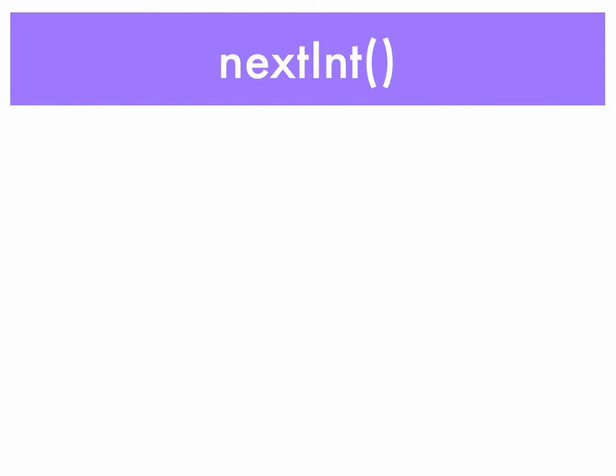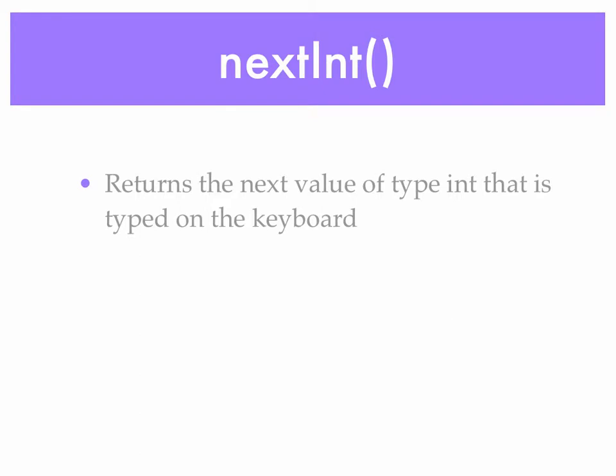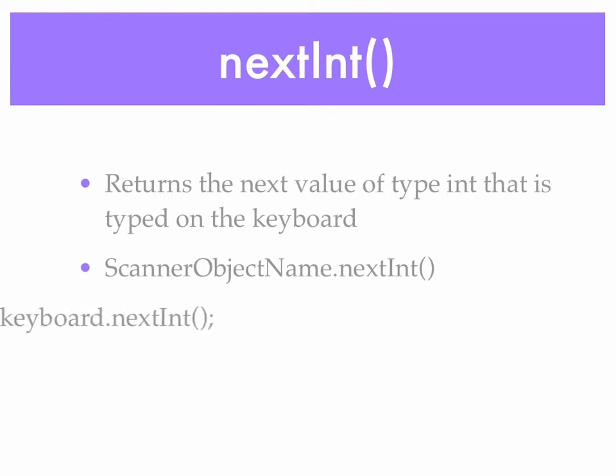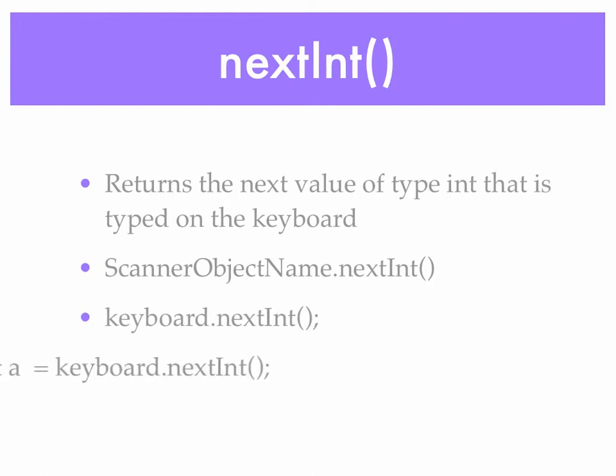Now, the first method we'll look at is nextInt. What it does is it returns the next value of type int, a whole number, that's typed onto the keyboard. We call it this way, scanner object name, whatever that might be, and for us that's keyboard.nextInt. So here we have a typical line, keyboard.nextInt. That will return a value of type int. If we want to save that value, we have to do so into a space of type int.